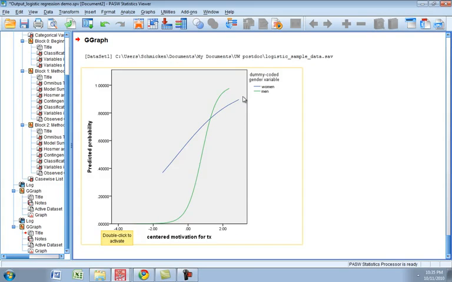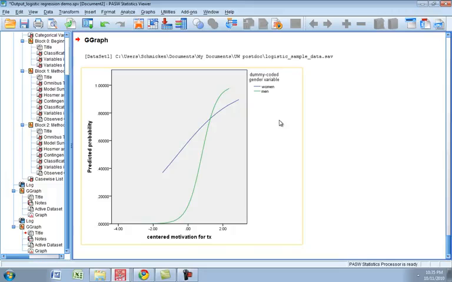And as we learned about the men, for each 1 point increase in their centered motivation for change, their odds of attending treatment, and therefore their probabilities of attending treatment, went up more dramatically than for women who typically attended treatment just in general more often. So that gives you a really good idea of what that interaction looks like when we think about probabilities.